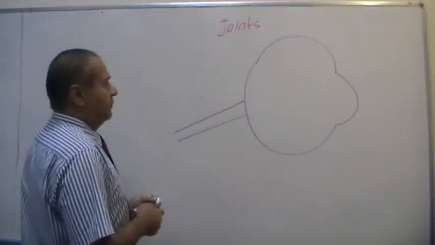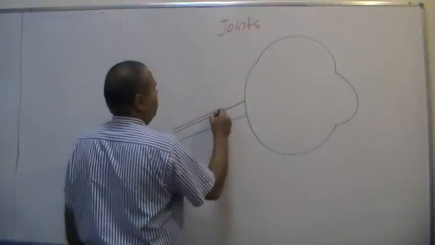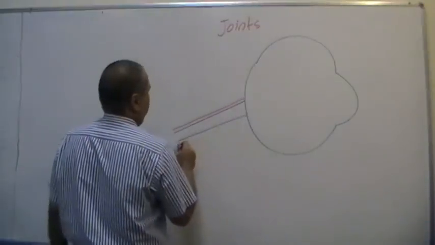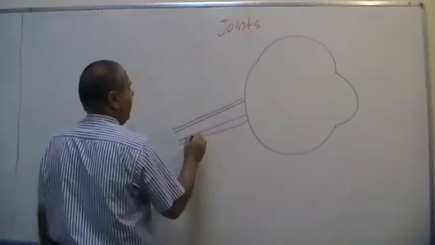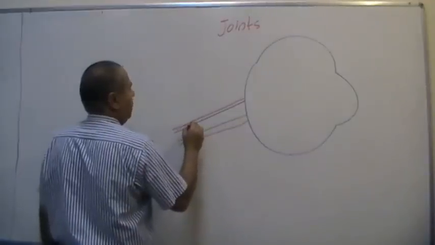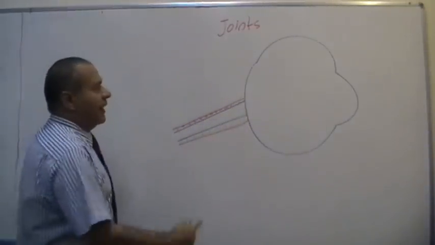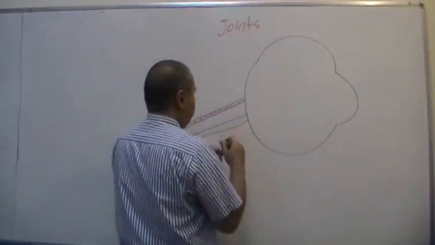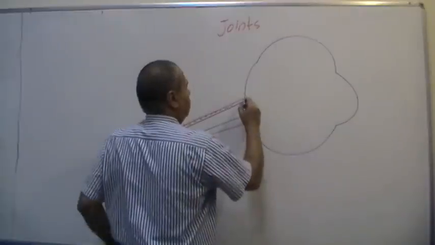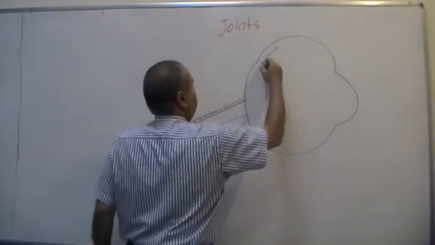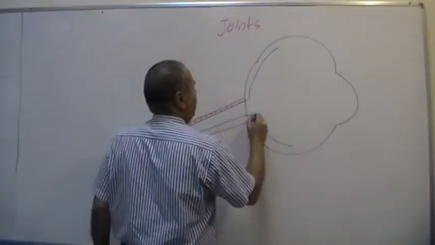This optic nerve is covered by the 3 meninges and also has CSF, cerebrospinal fluid, surrounding it. The attachment of the optic nerve at the retina, this is the retina, and this is the attachment of the optic nerve.